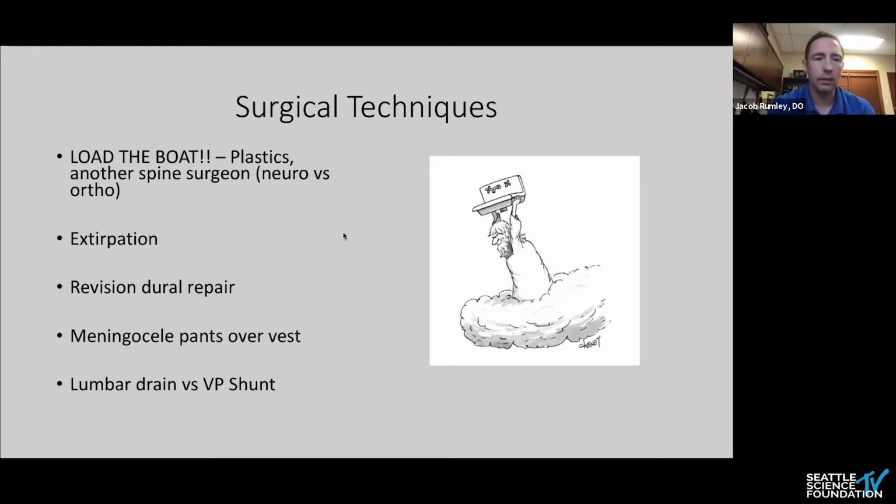You can consider extirpation, which just means to excise the entire pseudomeningocele. You can take them to perform a revision dural repair. You can take the meningocele and pants over vest repair it and place a lumbar drain and VP shunt, or do all at the same time. So no single answer is probably the correct answer.